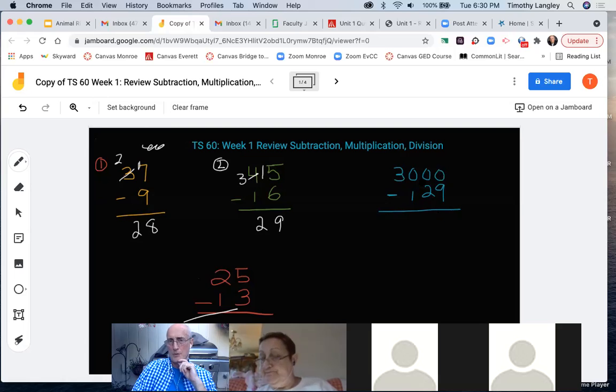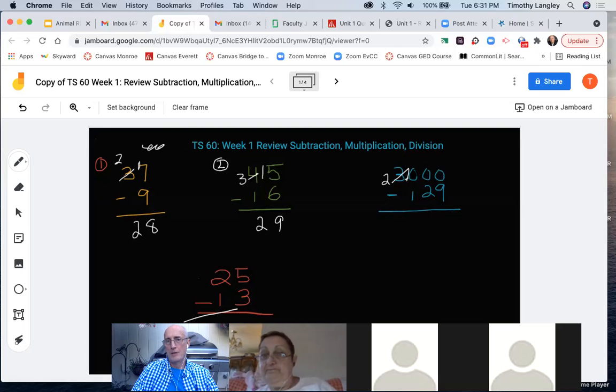And then the last one, just to go through here, is what do you do in a situation where you've got 3,000 minus 129 here, and you've got zeros up here? You can't borrow from 0. So what you'll have to do in a situation like that is go all the way until you find a number that's not 0. Cross it out, make it a 2, bring over the 1. Now it's 10, right? Okay, hopefully I'm not going too fast here.